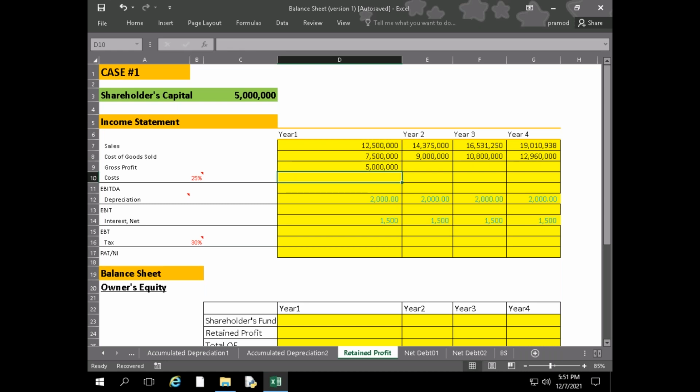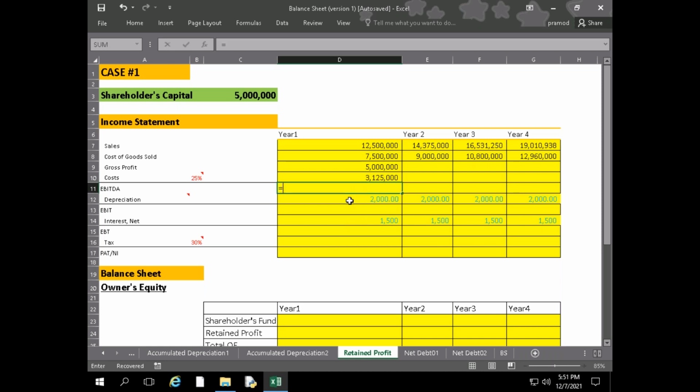So cost, they are telling, cost you should always do from the, they itself has told you this 25% on the cost of 20% of revenue every year. So it equals this revenue into 25%. So the same thing, it will continue.